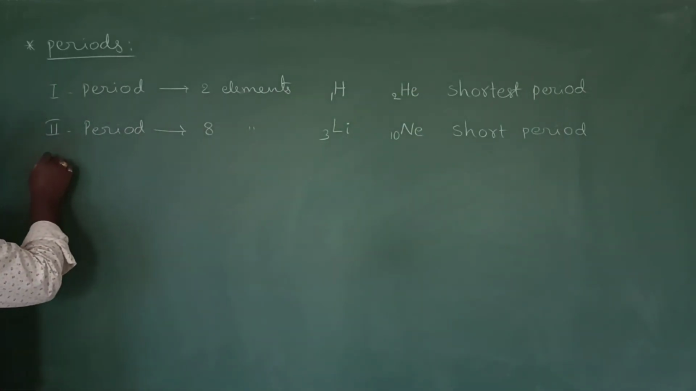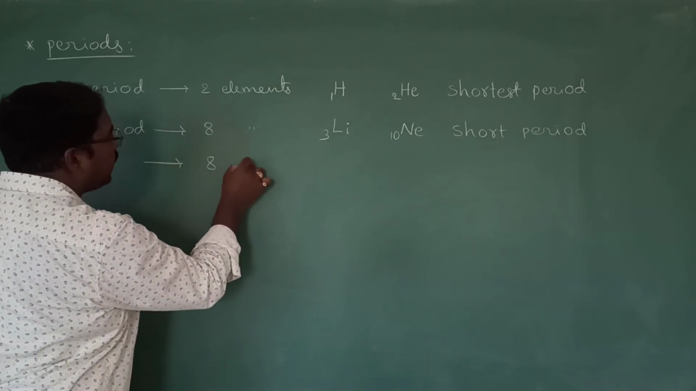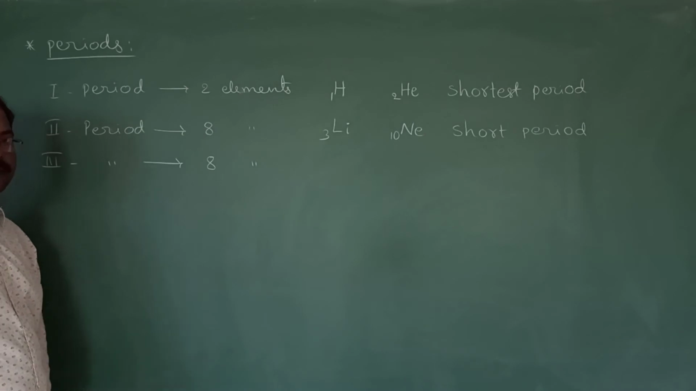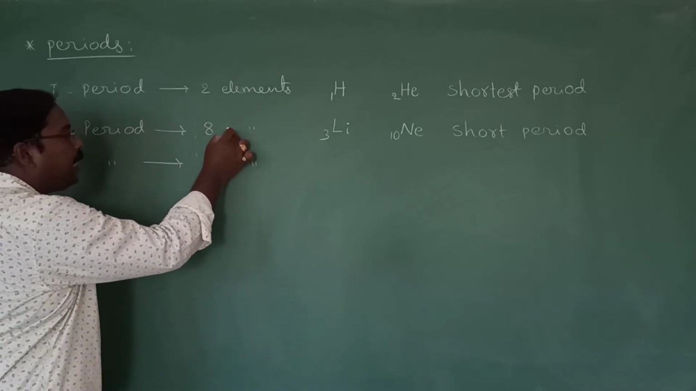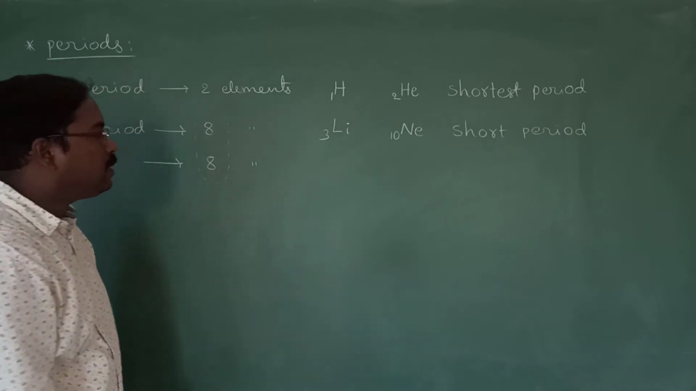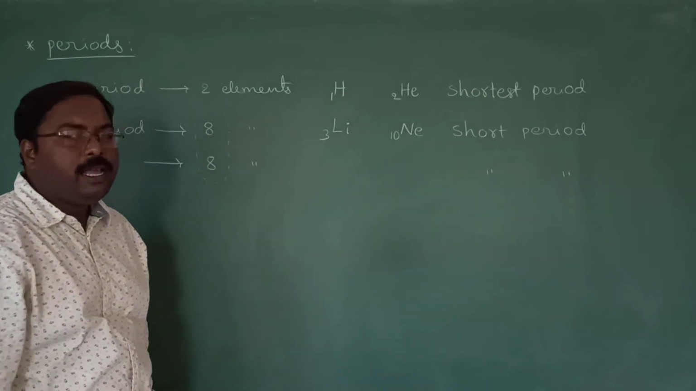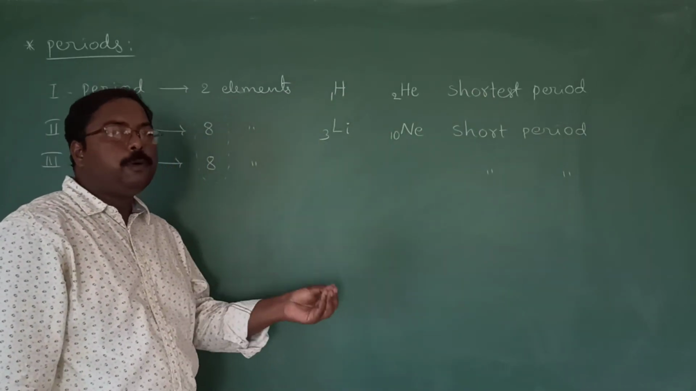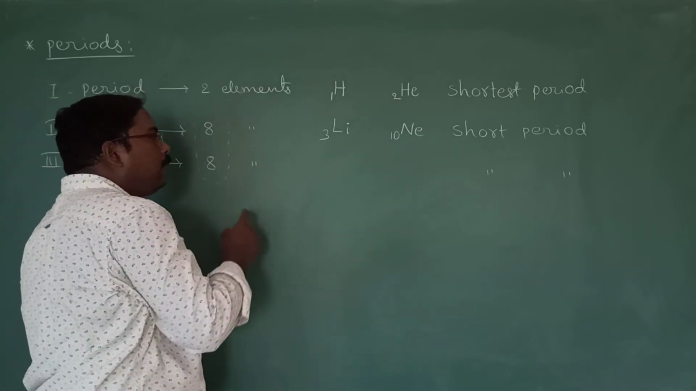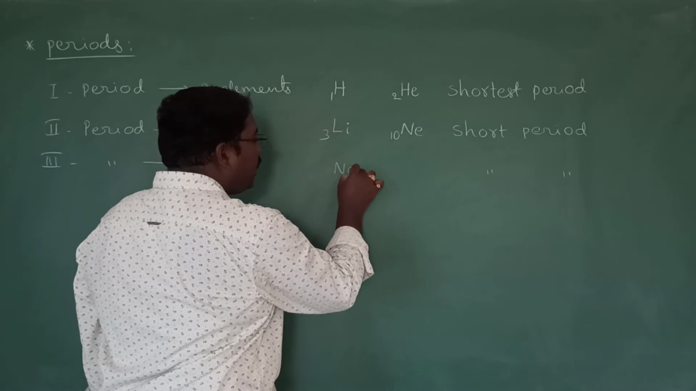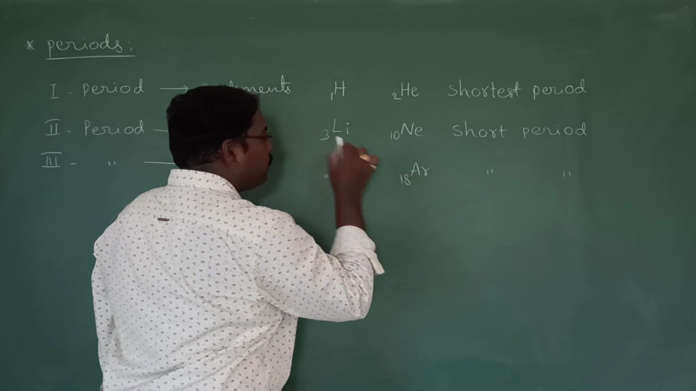Coming to the next period, that is the third period. The third period also contains 8 elements. So both the second period as well as the third period contain 8 elements. That is why both are known as short periods. Second period and third period are collectively known as short periods. The third period starts with sodium and ends with argon.